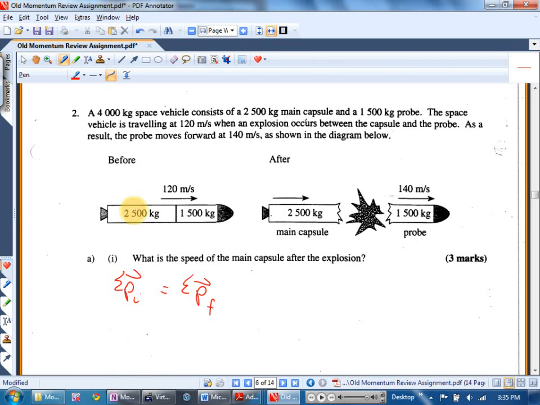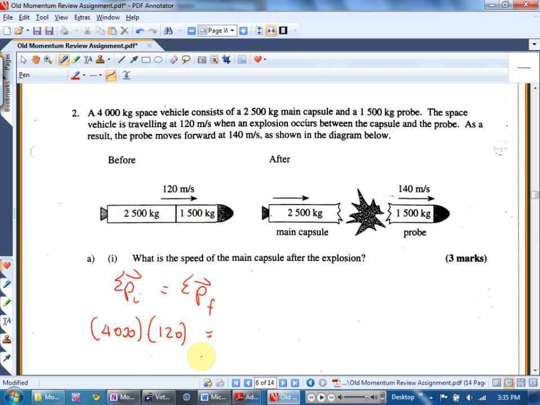Before the explosion, can you see its mass times velocity? Straight adding, subtracting, multiplying, no angles. Let to the left be negative and to the right be positive. So momentum is mass, 2,500 and 1,500, 4,000, times velocity. That's my initial momentum.